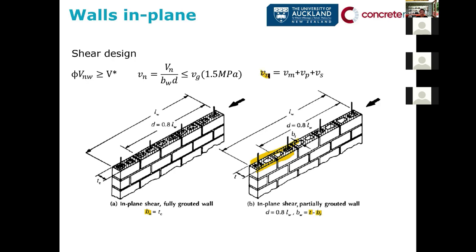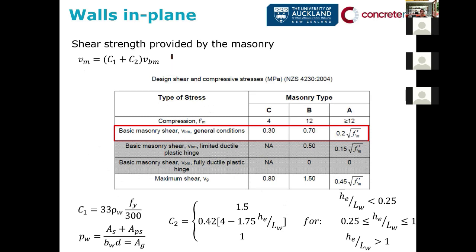Then we calculate the stress based on the contribution of the masonry, the contribution of the axial load, and the contribution of the steel, in case we want to put steel in this direction, or we can. And we calculate the capacity. So first, the strength provided by the masonry. It depends on these two factors, C1 and C2, and the stress fvm, not fm, but fvm. In our case, because we have 12 MPa concrete, our fvm is 0.7.